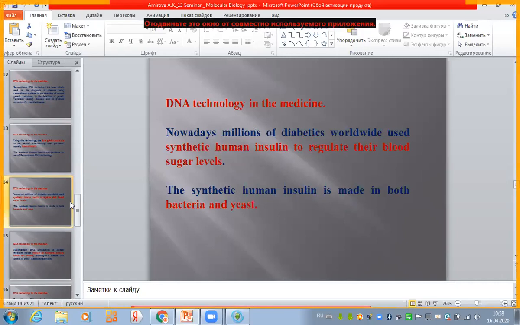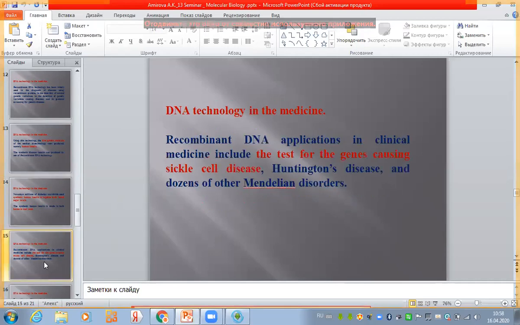Nowadays, millions of diabetics worldwide use synthetic human insulin to regulate their blood sugar levels. The synthetic human insulin is made in both bacteria and yeasts. Recombinant DNA technology applications in clinical medicine include the test for the genes causing sickle cell disease, Huntington disease, and dozens of other Mendelian disorders.